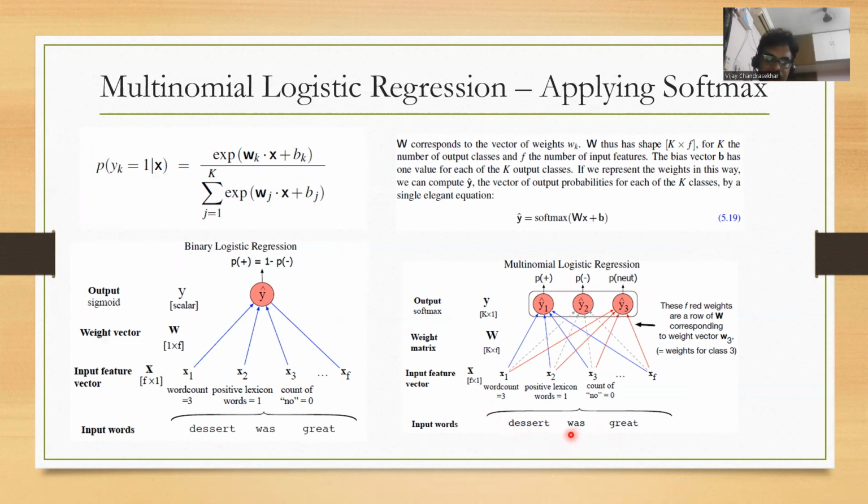Just for the sake of discussion, since we know that dessert was great is certainly a positive statement, what you might end up finding is the probability of positive could be like 0.7. The probability of negative could be say 0.2, and the probability of neutral could be 0.1. So what would you do? You would say, okay, since the probability of the data conveying a positive sentiment is the highest, I shall classify this as positive, so on and so forth. Okay.